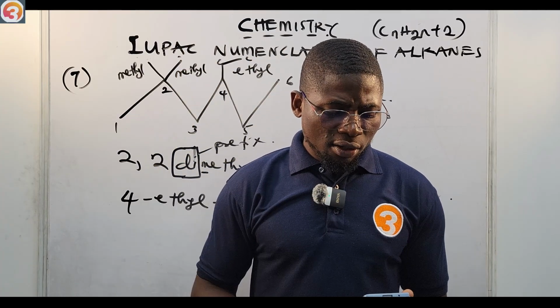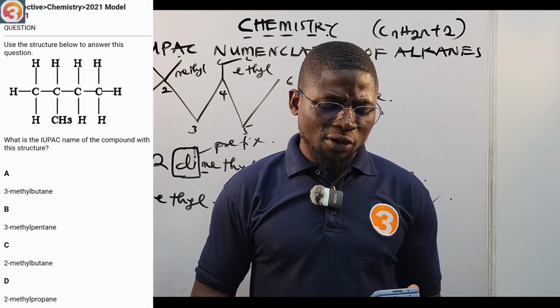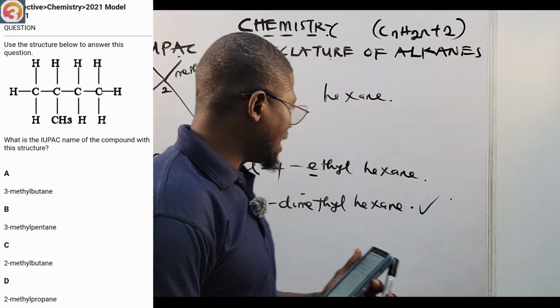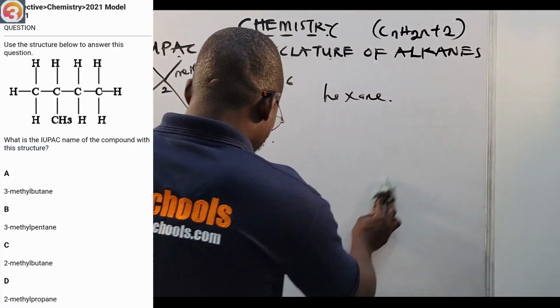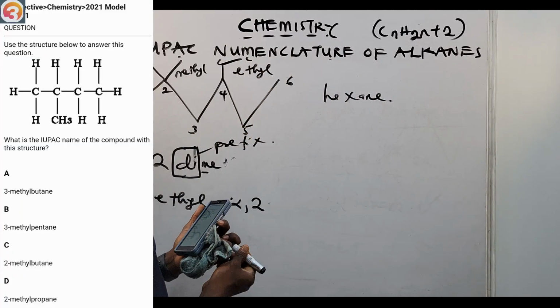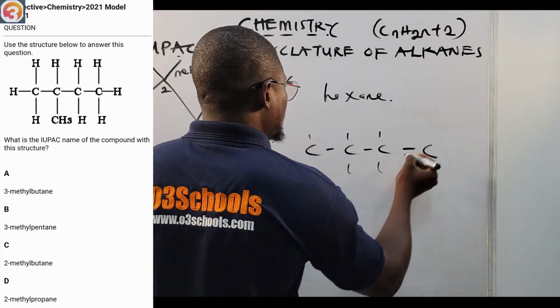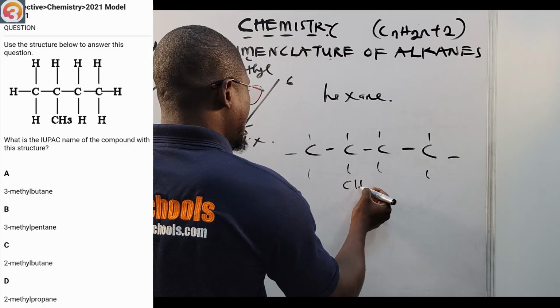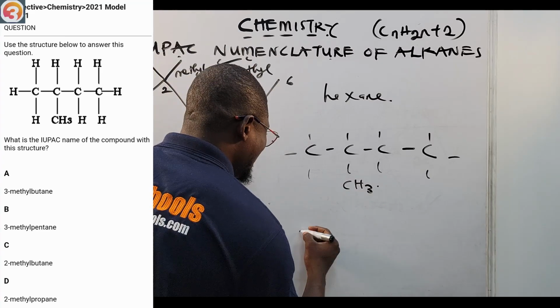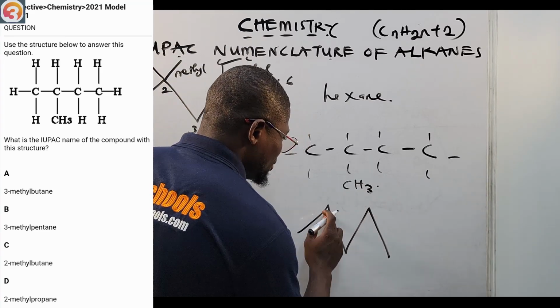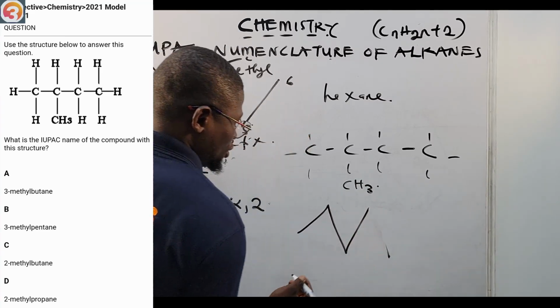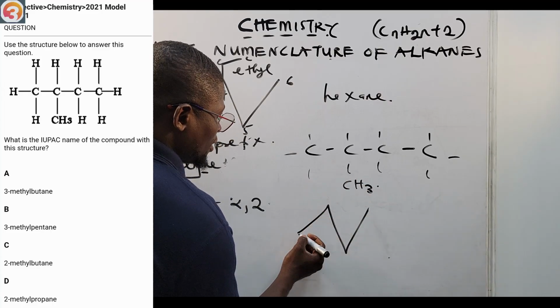All right. So 2021, number 21. What will be the correct answer there? If you number that compound, it's just like we're having C, C, C, C. There's a methyl group here. It's just like we're writing stick form. 1, 2, 3, 4. Then on the second carbon, 1, 2.